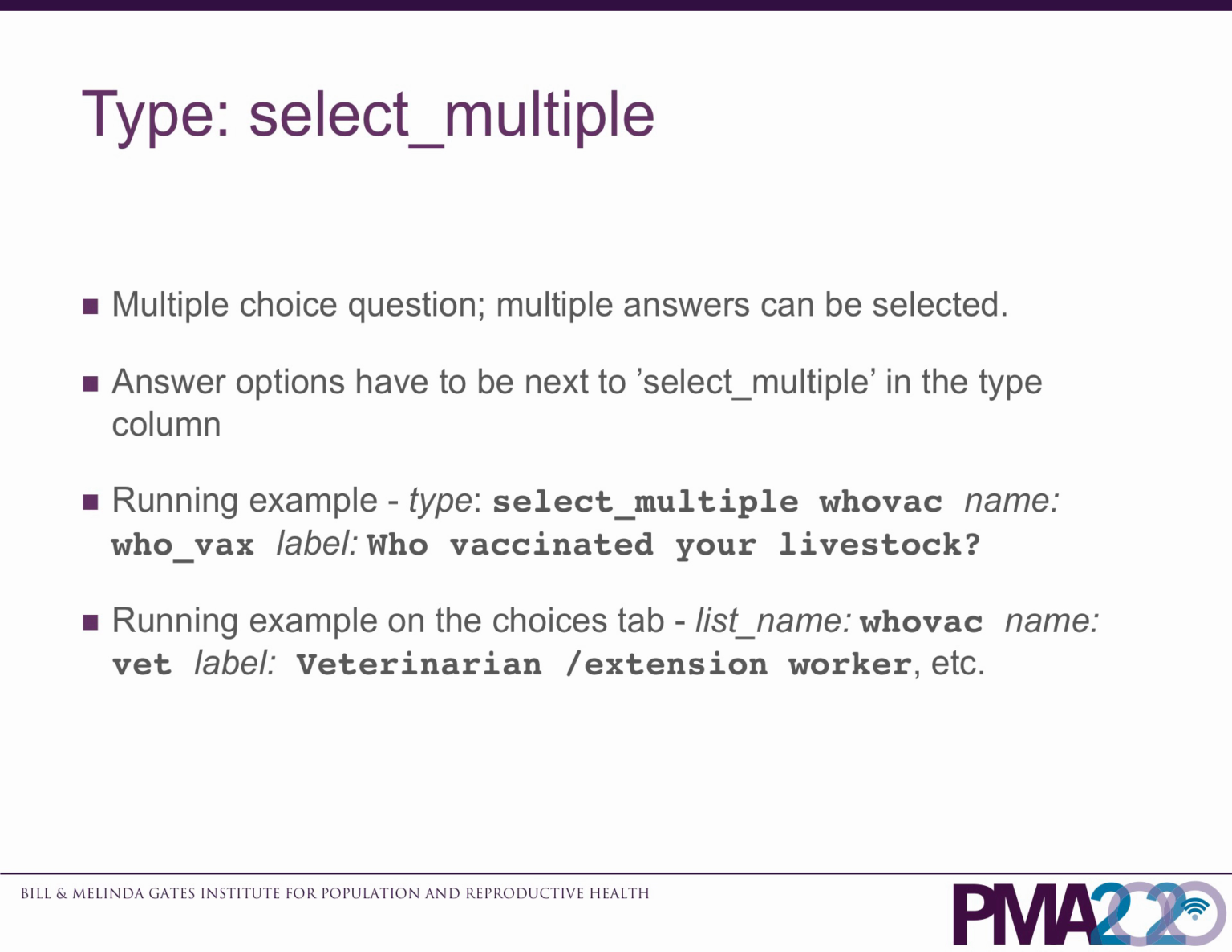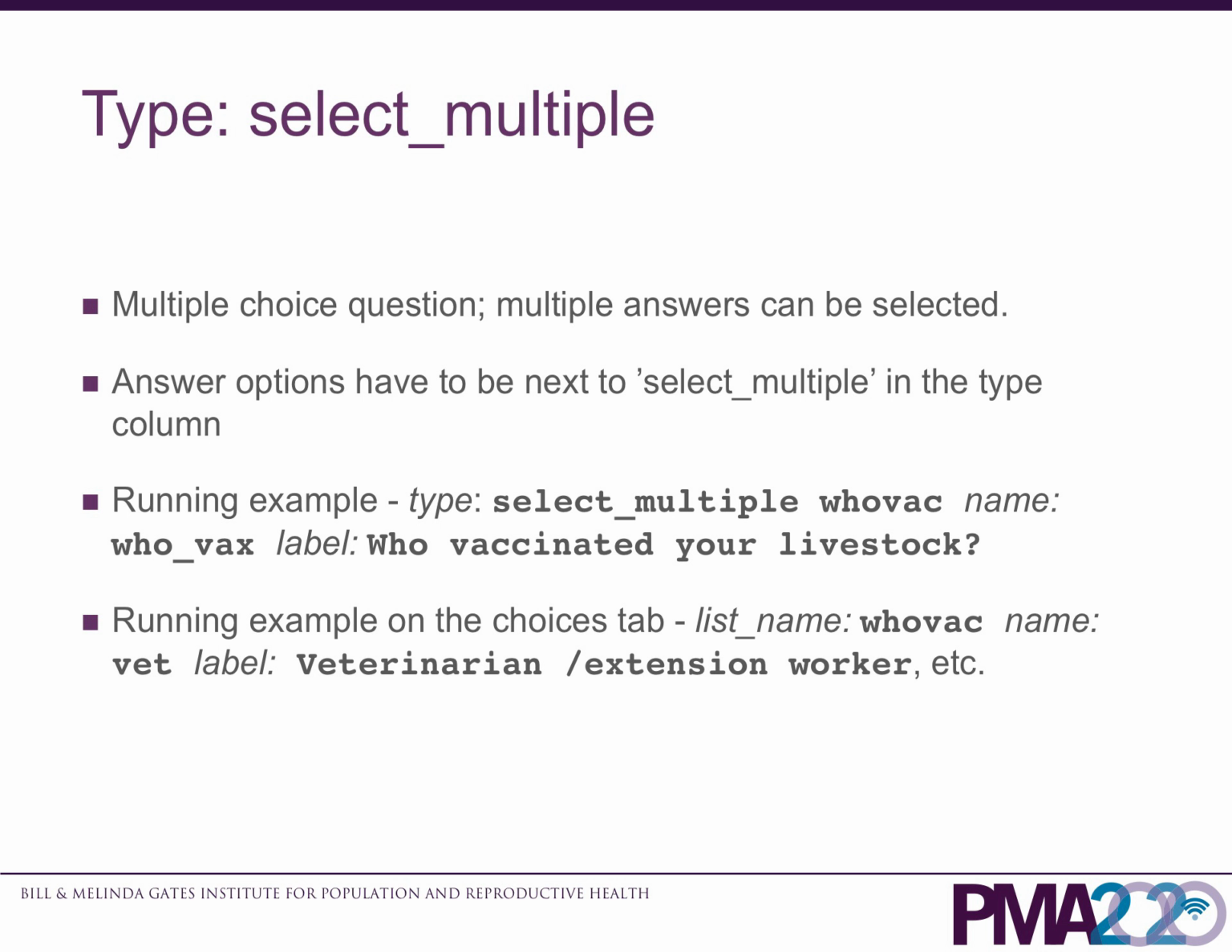Please use the information in the survey and on the slide to put information in your Excel sheet about the type of question. Once you've finished putting the information in the survey tab, please click on the Choices tab, where we will now put in the list name related to the Who Vaccinated Your Livestock question. So in the Choices tab, in the first column, which is the list name column, you should type WHOVAC, which, as you can see, refers back to the survey tab in the first column where you write the list name.